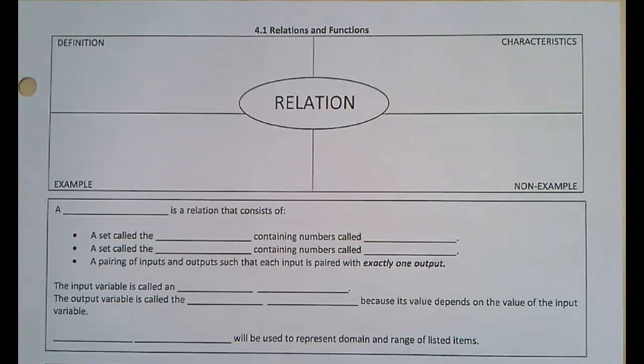All right, 4.1, relations and functions. So starting with chapter 4, basically we're doing a lot of stuff with relations, functions, domain, and range. So that's what today is all about, a lot of definitions.